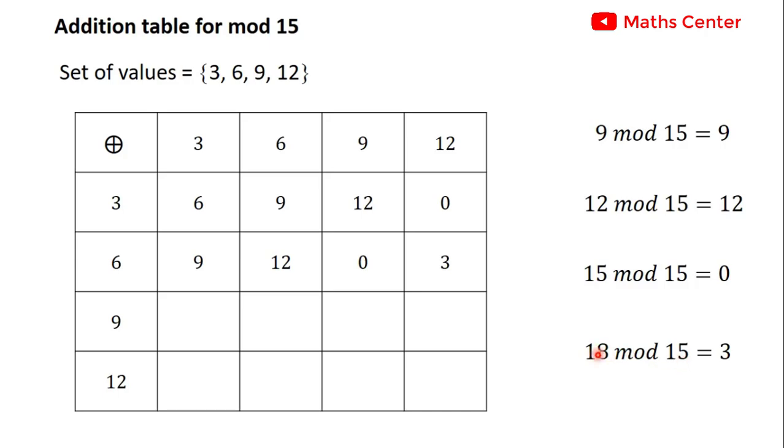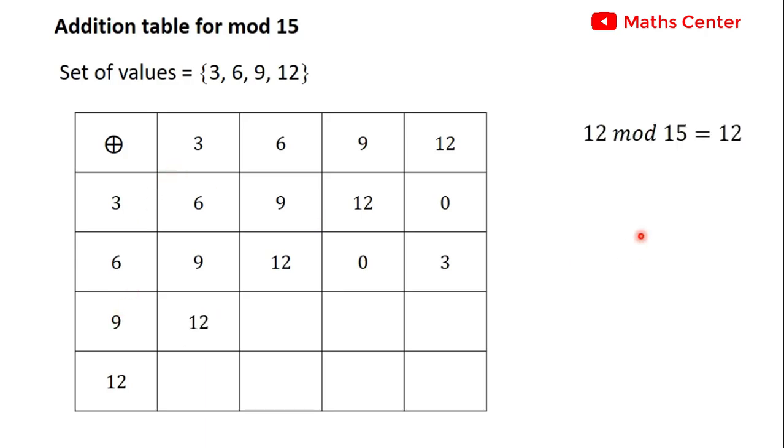So if you want to find 18 mod 15, you divide 18 by 15, and that will give us 1 remainder 3. Or you can use the trick that we've learned. You subtract 15 from 18 and you get 3. So 18 mod 15 is 3.